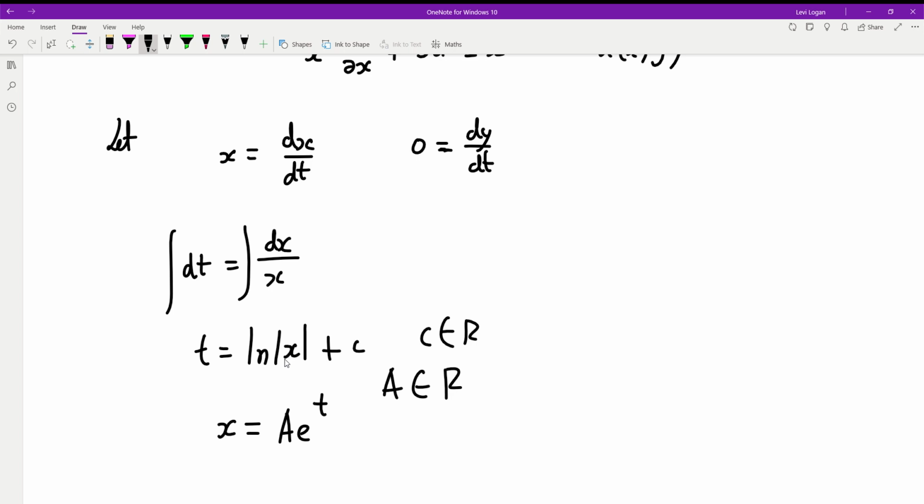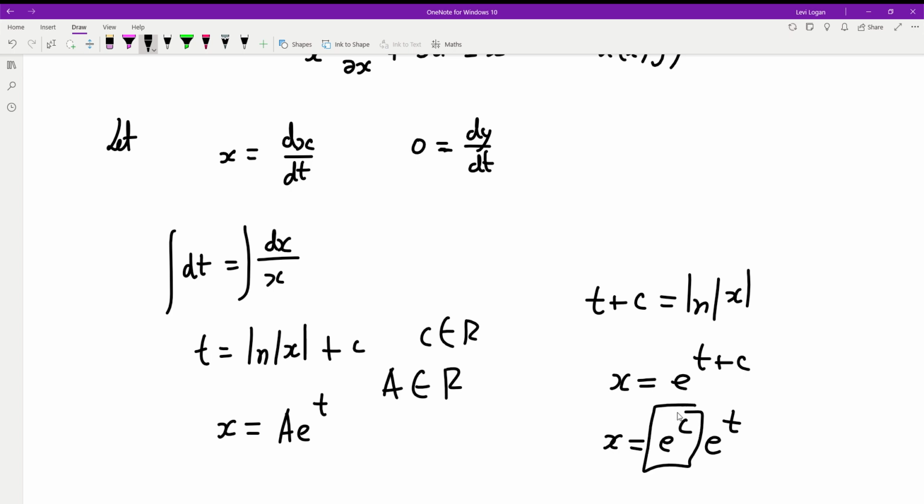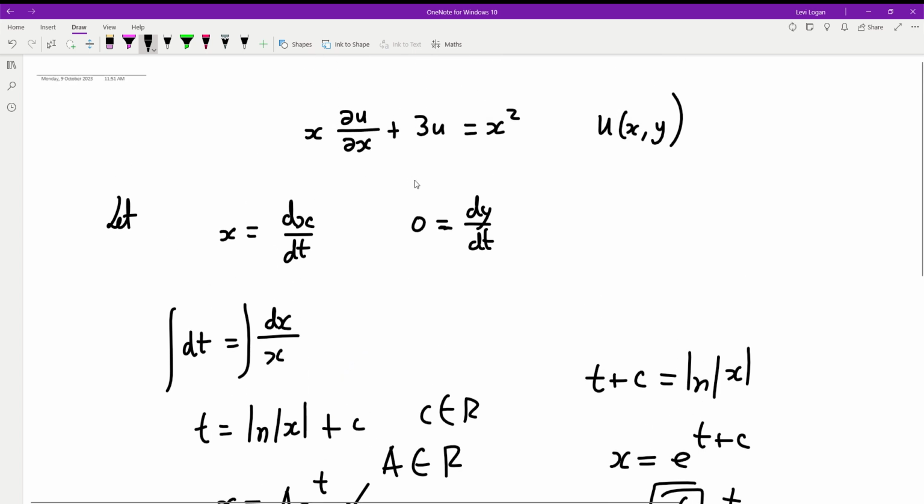So if you don't know what I've done now, all I did was move the c over there, so I have t plus c equals natural log of x. Then I wrote it like this, x is equal to e to the t plus c, and I rewrote it like this, x is equal to e to the c times e to the t. This is just some constant a that I labeled there. Okay, so now that I've got that out of the way, I'm going to copy my partial differential equation and insert a substitution pretty much.